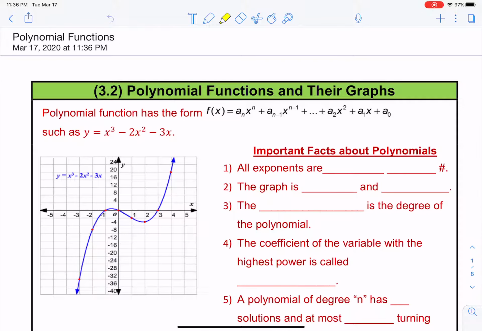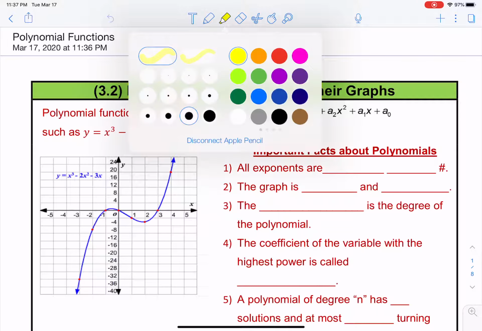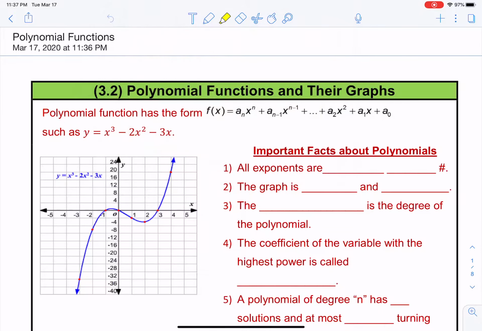This lecture is on polynomial functions and their graphs. So a polynomial function is any function that is of the form a_n x raised to n plus a_(n-1) x raised to n minus 1, and all the way up to a_2 x squared, a_1 x and a_0.